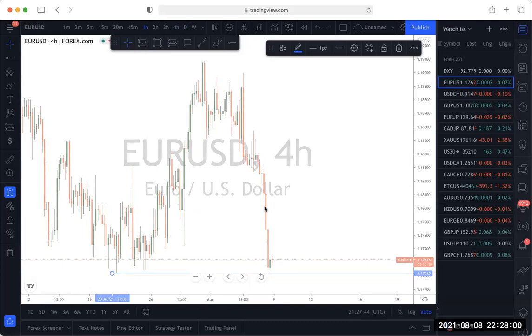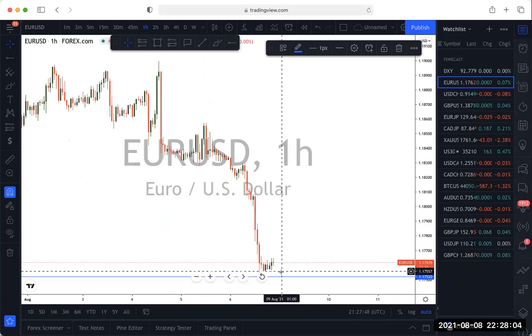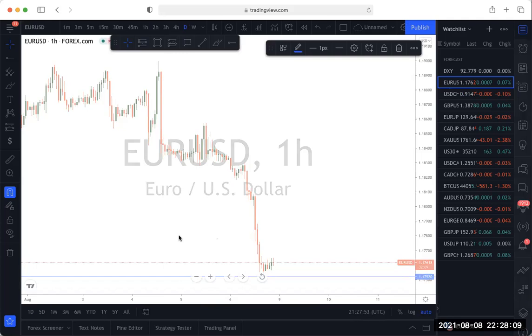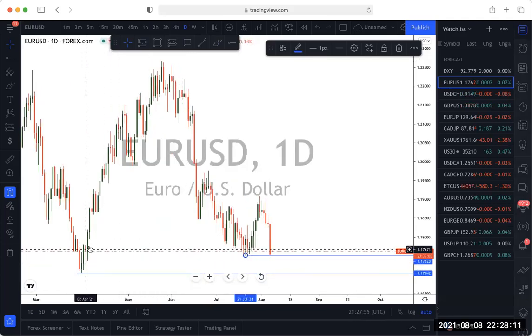Let's look at the 1-hour time frame, because I can't really see any setup here per se. All right, 1-hour time frame, we have something around this area. But let's go to the daily time frame again. On the daily time frame, we might surely see something that can really interest us.